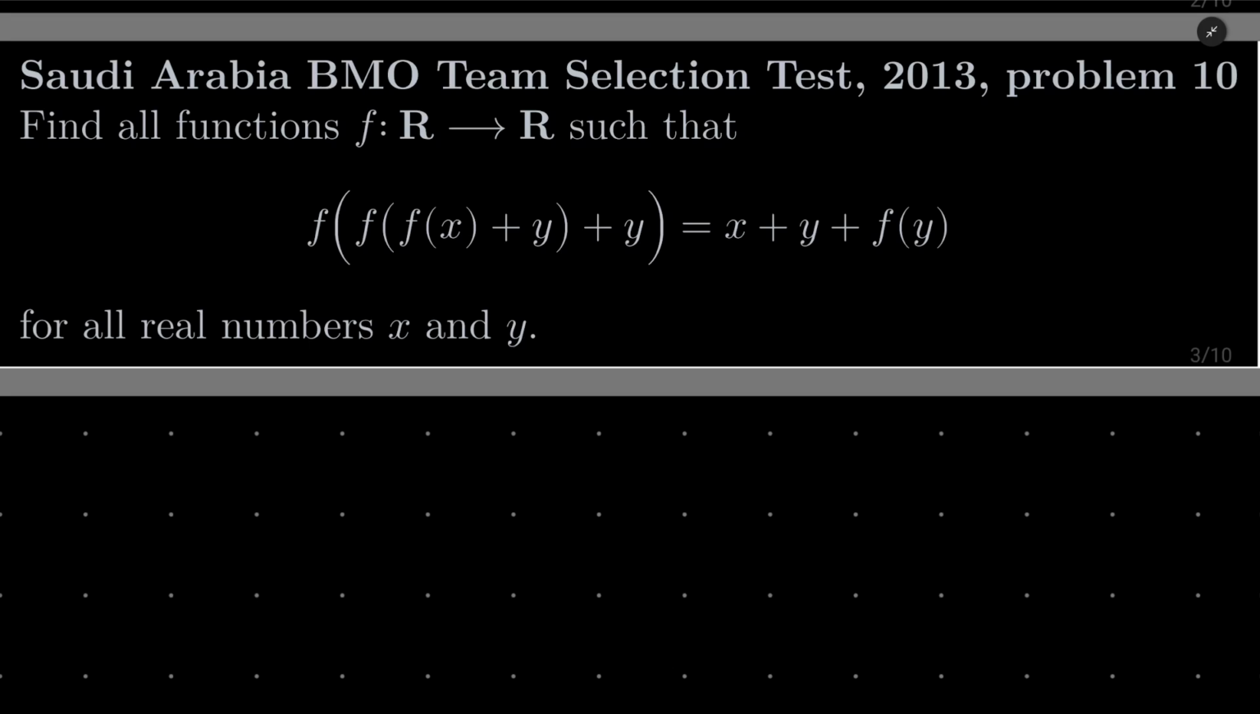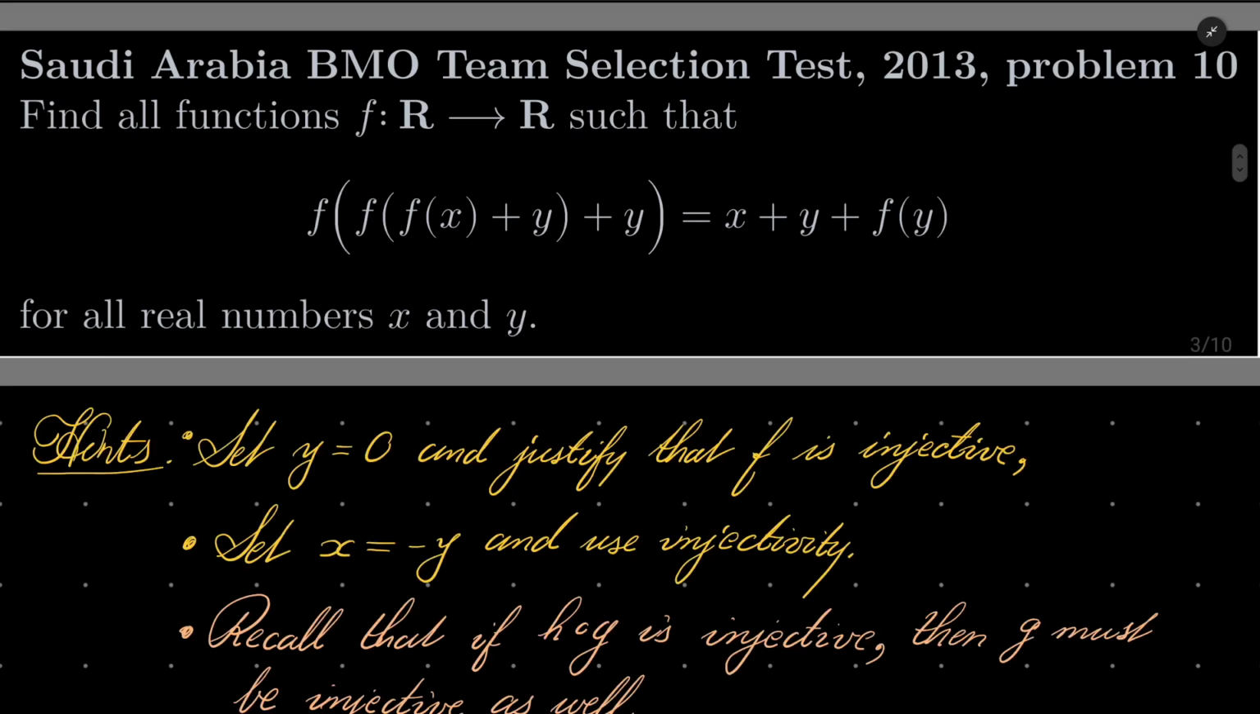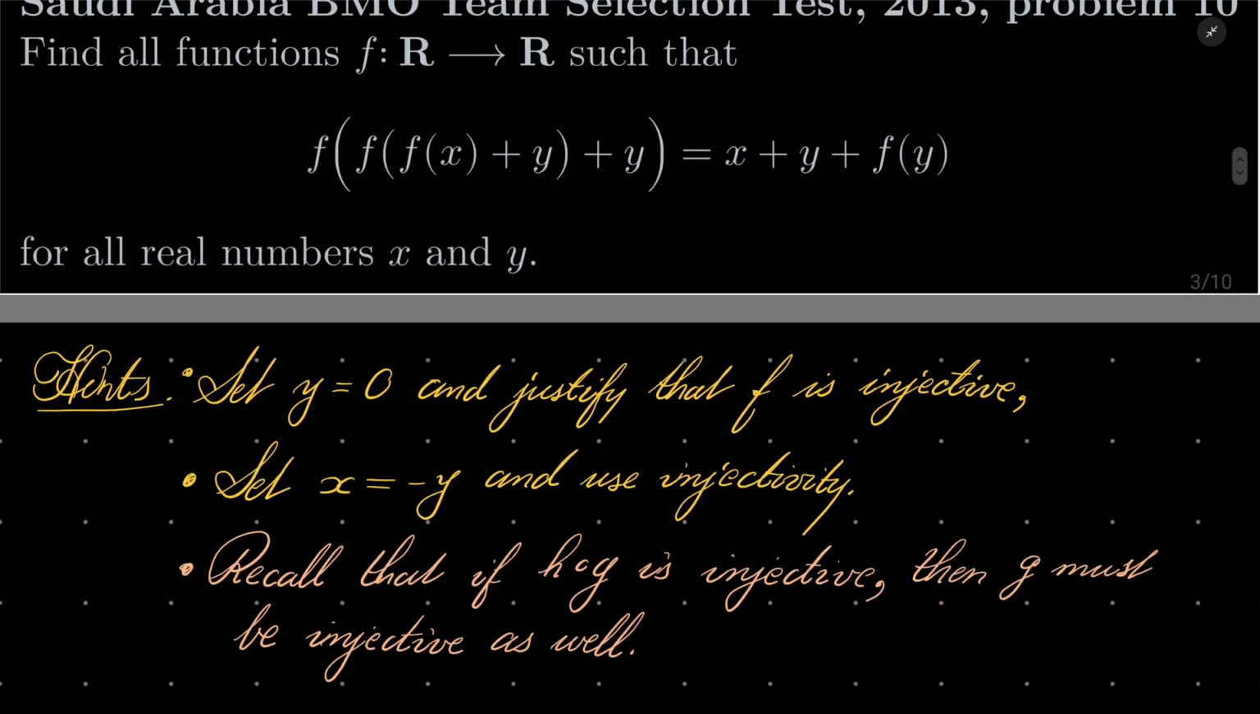This functional equation turns out to be very simple. Here are my hints. It's all about injectivity. First, set y to be 0 and justify that our function must be injective. Then set x to be minus y and use this injectivity a bunch of times. And also recall this well-known fact that if we compose two functions, h with g, and if this composition is injective, then the inner function g must be injective as well. So give this problem a try and I will see you in just a minute.